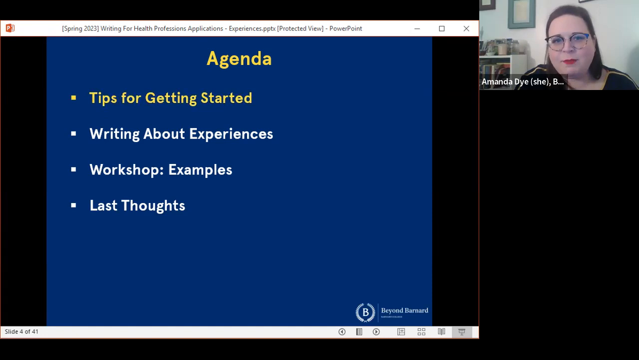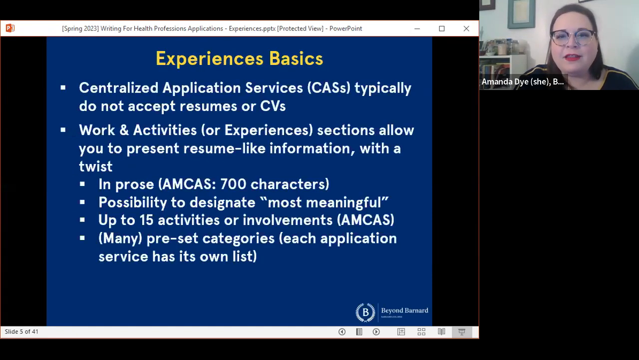So we'll start with my tips for getting started on this section. If you've done the committee application, you're going to be familiar with the format already. It's really similar to the professional preparation section of our application. And the reason that we have that section at all is because centralized application services typically do not accept a resume or a CV, and instead they ask you to present some of the information that you might share in a document like that in a different format.